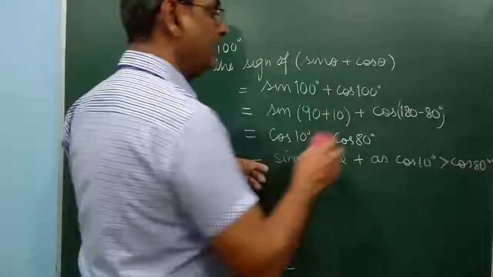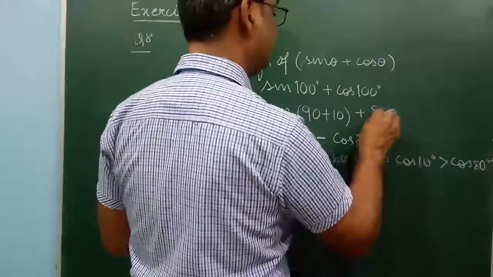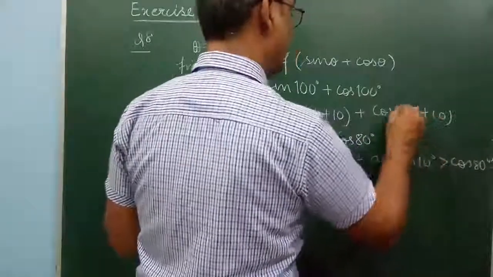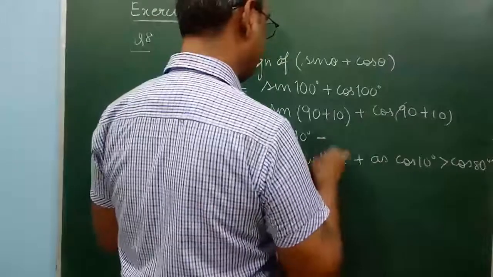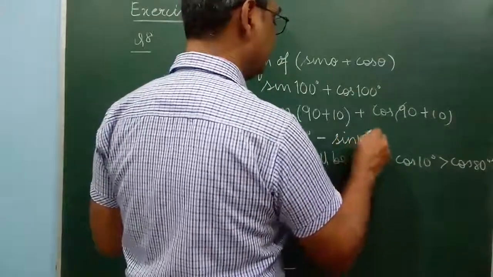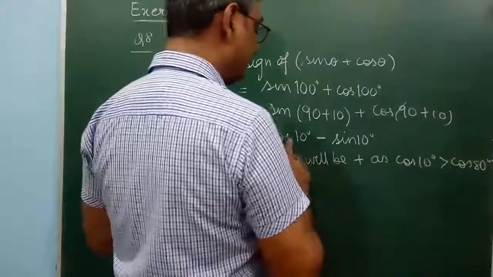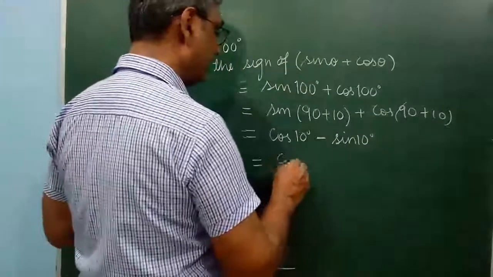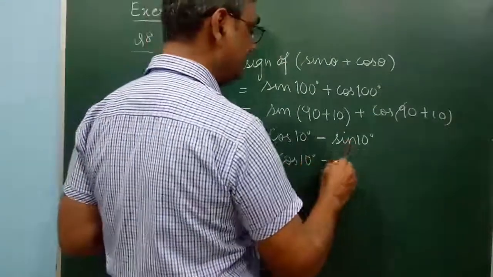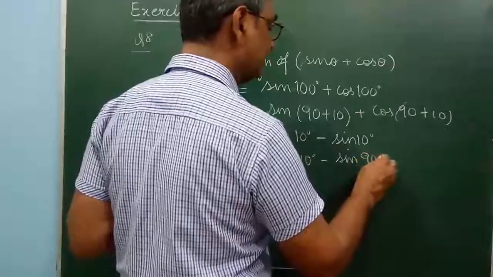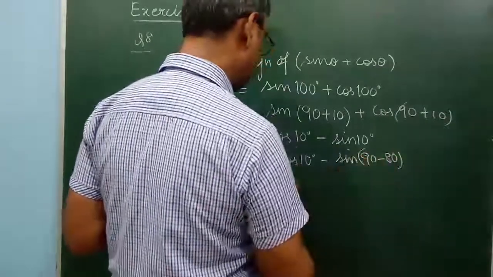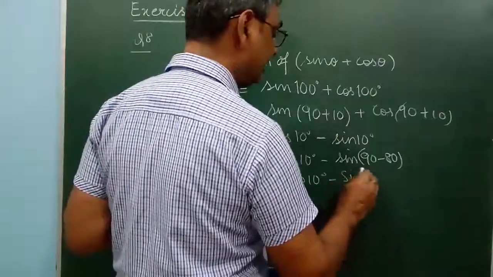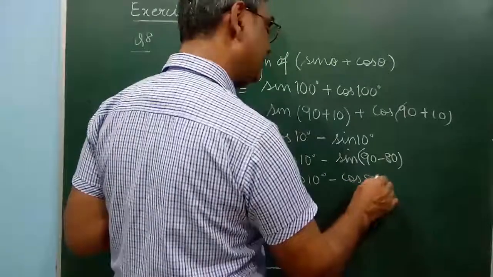This is one way of doing. If you are not changing it, as you have just taken cos of 90 plus 10, and here you have taken it to be minus sine 10. Here again you can write cos 10. One more step we can have, cos 10 degree, and this we can add as sine 90 minus 80, and here this is cos 10 degree and this is minus sin of cos 80 degree. Same thing we will be getting.